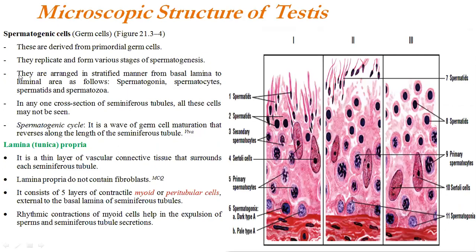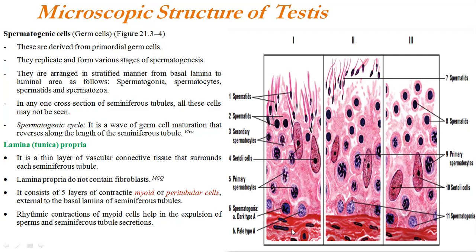So they are arranged in a stratified manner, as I have just shown you, from the basal lamina to the lumen. The stages are spermatogonia, spermatocytes, spermatids, and spermatozoa. In any cross section of seminiferous tubules, we can see all these cells, but sometimes a few cells may not be seen. The spermatogenic cycle is a wave of germ cell maturation that travels along the length of the seminiferous tubule.